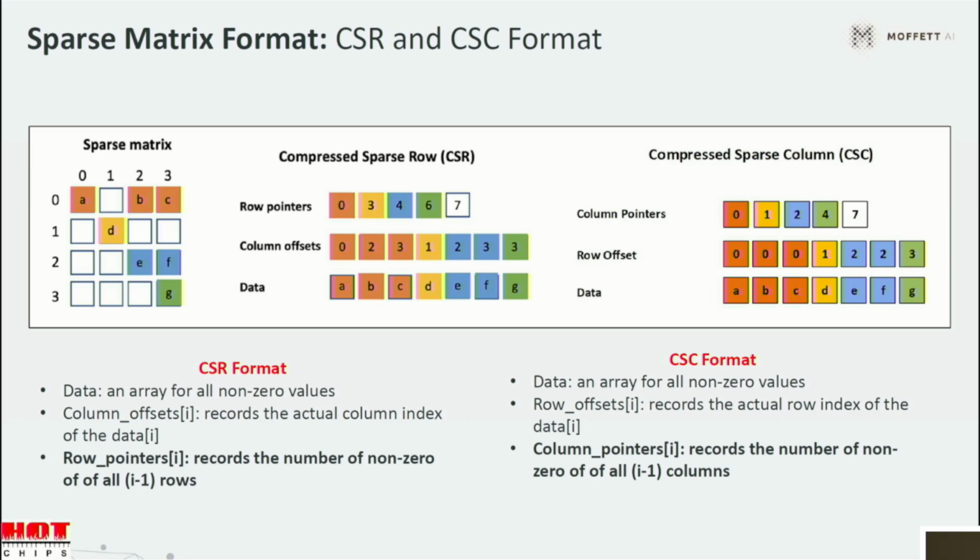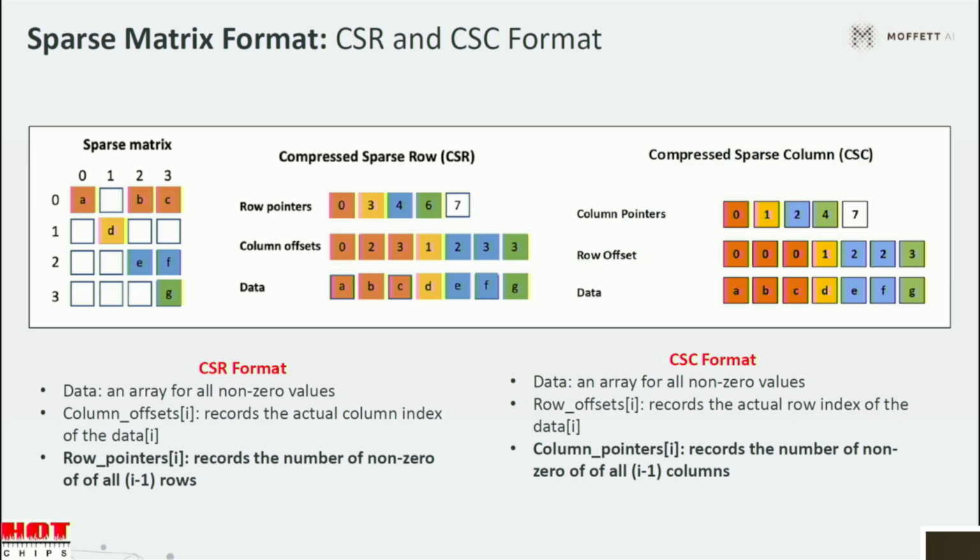So for the CSR format, as you can see here, we have a sparse matrix, a 4x4 matrix. If you want to encode this in CSR format, then we have three different arrays. The first array is the row pointer. The second array is the column offset. The third array is the data.